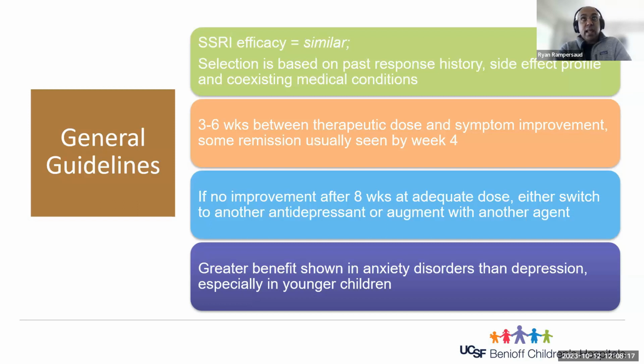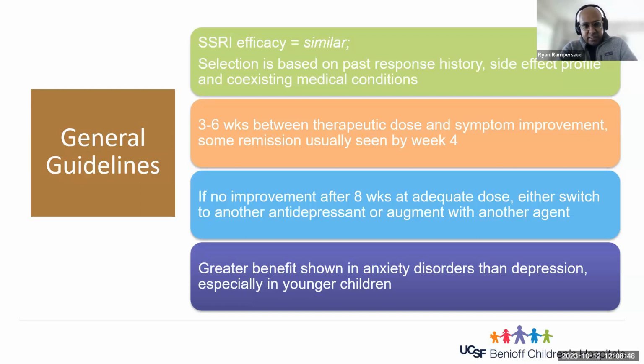What ends up happening is we choose based on a person's past history of response, sometimes family history of response, side effect profile, and coexisting medical conditions. We're going to jump into this in more detail, but keep in mind that a parent may come to you and say, which one is best for my child? I often will say, listen, we have to think about the whole picture before we make a decision. But whatever choice we make, the efficacy can be potentially similar between all of them.